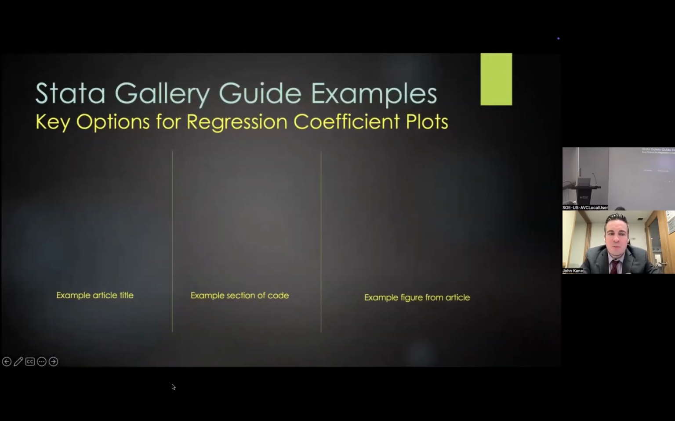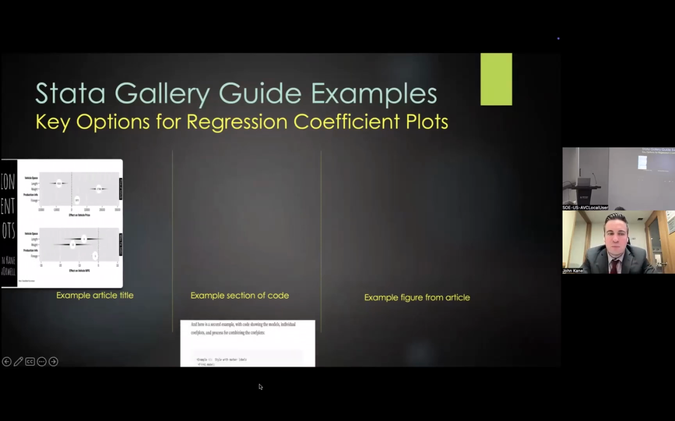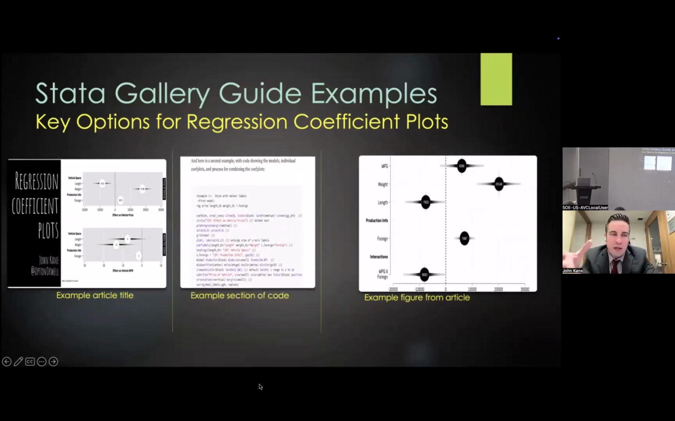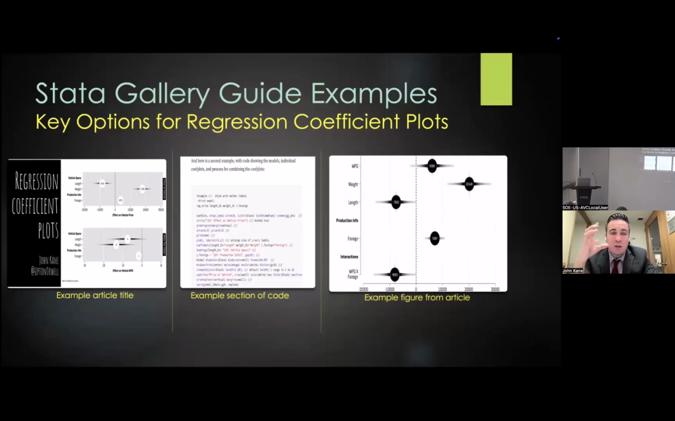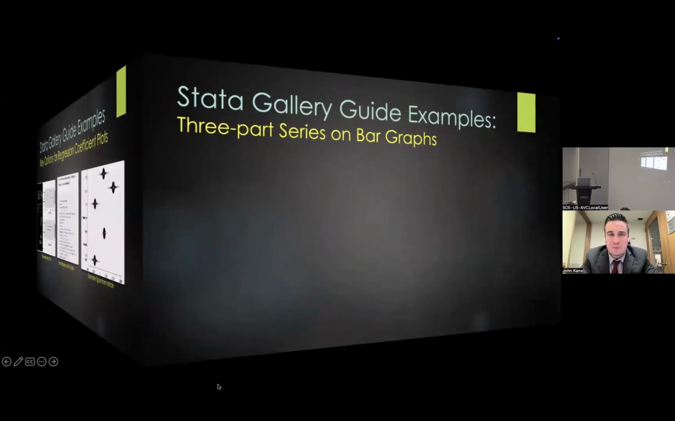So just as an example of some of mine, right? I made one on regression coefficient plots, really aimed at trying to help researchers and people who publish regression coefficient plots in articles, just to show them some of the key options to make nicer coefficient plots, right? And so you could see an example title of my Medium article, an example section of code, a code block, and then you can see an example figure from that article. And so showing how to make these types of figures and explaining what the code is doing.